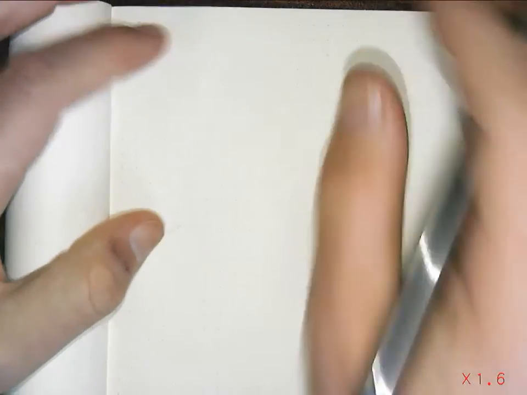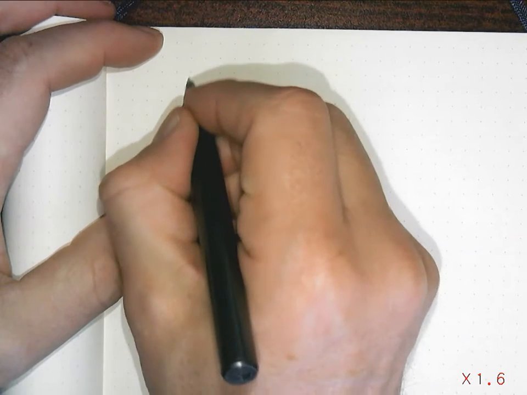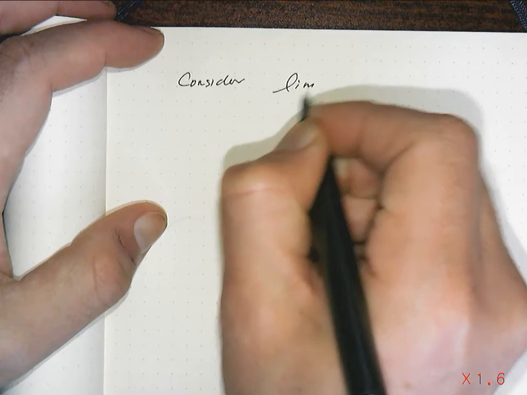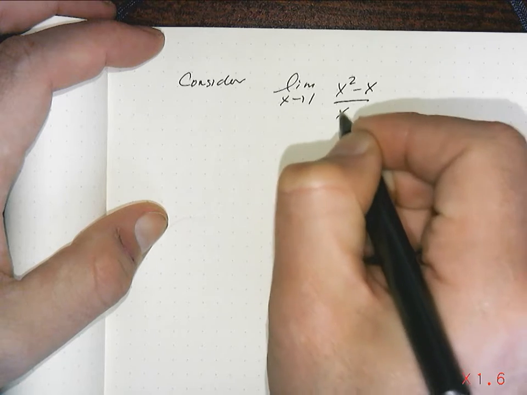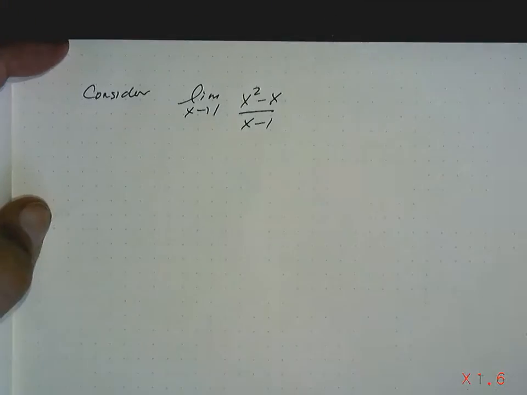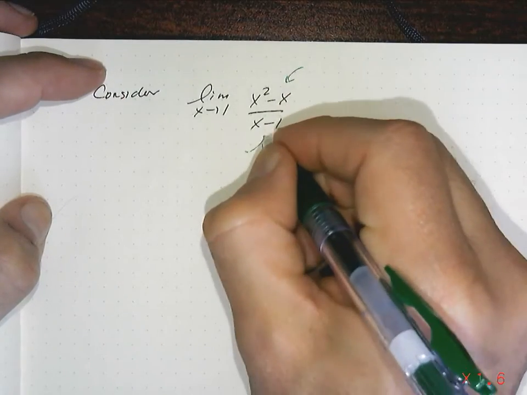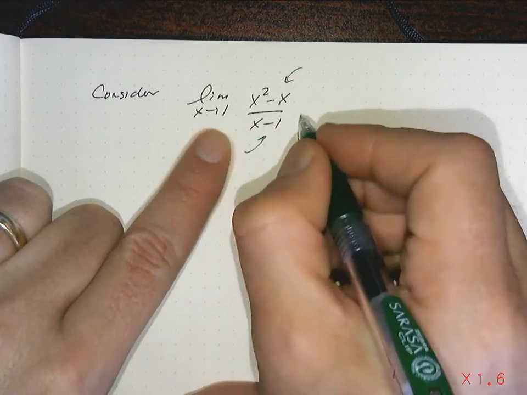Okay, so just to drive my point home a little bit more, let's consider the limit as x approaches 1 of x squared minus x over x minus 1. Now, if I use the limit properties, notice I have a polynomial on top and a polynomial on the bottom. I'm going to get 1 squared minus 1, which is 0.